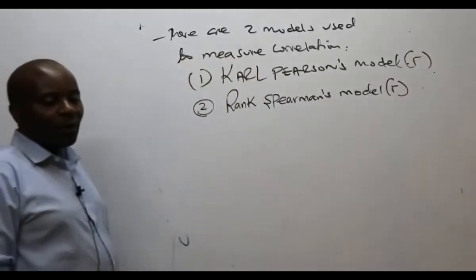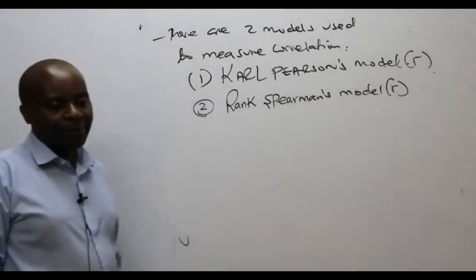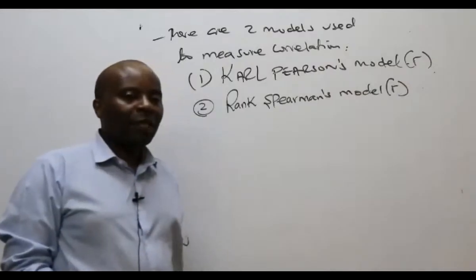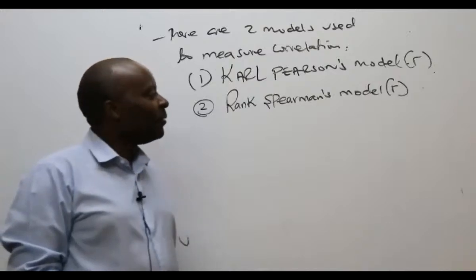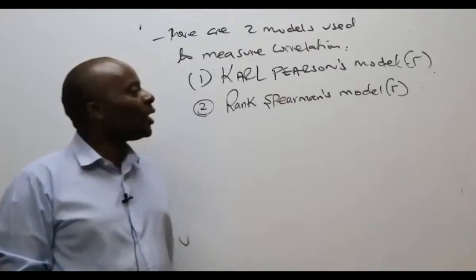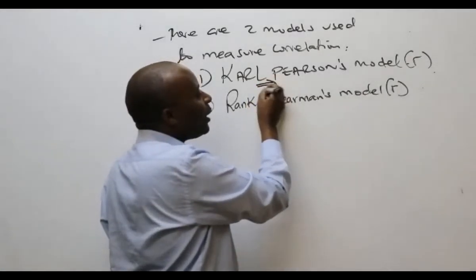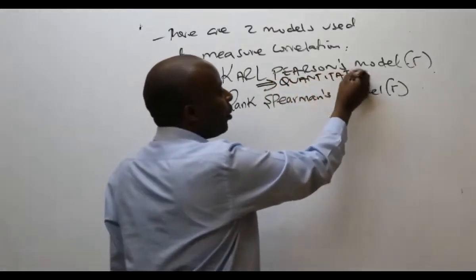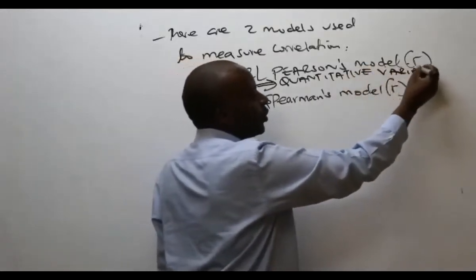Both of them are denoted with what here? With R. Both of them are denoted with R. And if you look at your past papers, in most cases you'll be told to differentiate between these two correlation measures. Ladies and gentlemen, we normally use Karl Pearson's model whenever the variables that we have are quantitative in nature. Whenever the variables that we have are quantitative.